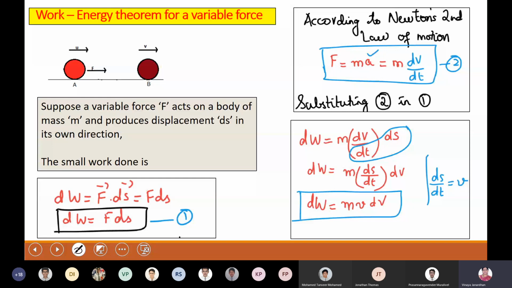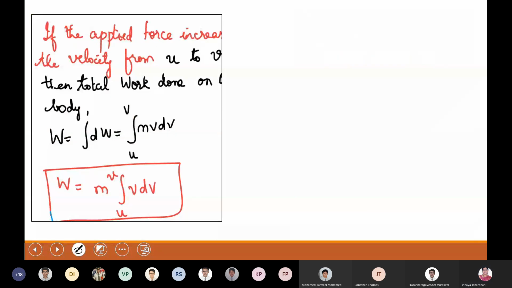Now let us find what is the work done in changing the velocity of the body from u to v. What is the work done in changing the velocity from u to v? So here, which is varying, boys? In this expression, which is a variable? V. Velocity is varying. Mass is a constant. Okay? And next, if the applied force changes the velocity from u to v, then what will be the total work done?